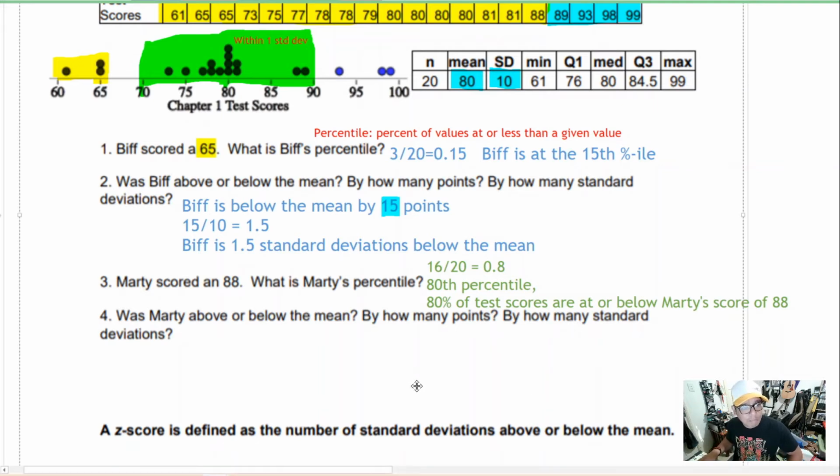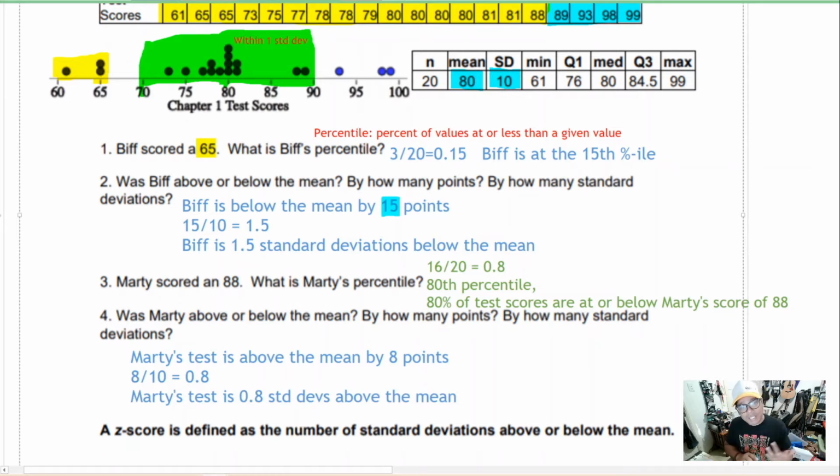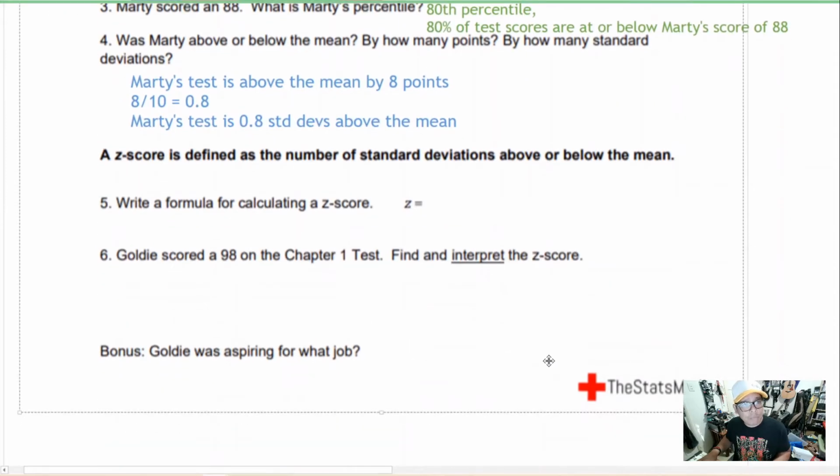Next, was Marty above or below the mean? Since the mean is 80 and Marty scored an 88, we can easily say that Marty's test is above the mean by 8 points. Those 8 points divided by the standard deviation of 10 gives me 0.8. So we could say that Marty's test is 0.8 standard deviations above the mean. So now we have this idea of using the standard deviation as a relative distance from the mean. How many standard deviations above or below the mean? And these relative distances are really important in stats.